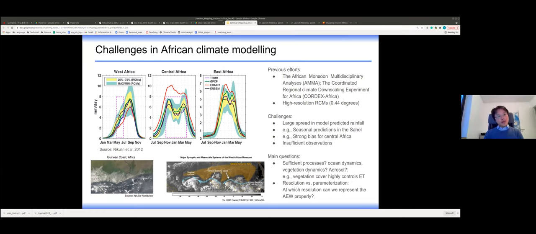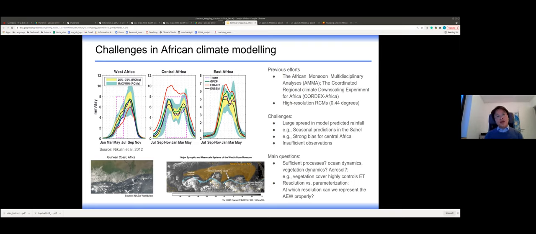So for the West African monsoon, we have such a problem. For Central Africa, we have another problem: we generally underestimate the precipitation. This is the observation, and this is the ensemble mean of the models, and we considerably underestimate it in the rainy season, in this peak and also in this peak. It is even worse for East Africa, because East Africa is more complicated. It is affected not only by the Atlantic Ocean but also by the Indian Ocean on the other side, and the topography is very complicated. So yes, we have a lot of challenges.